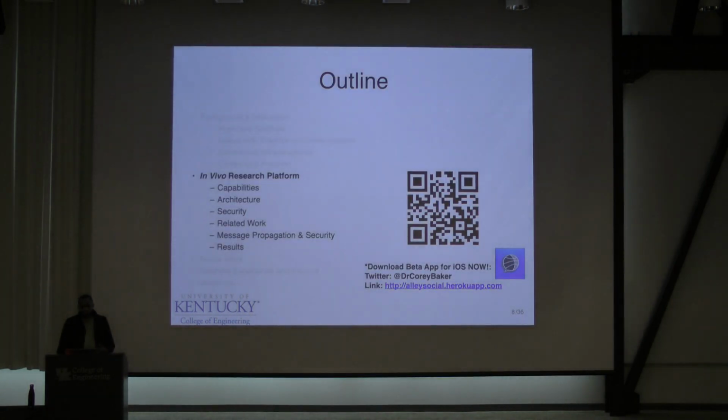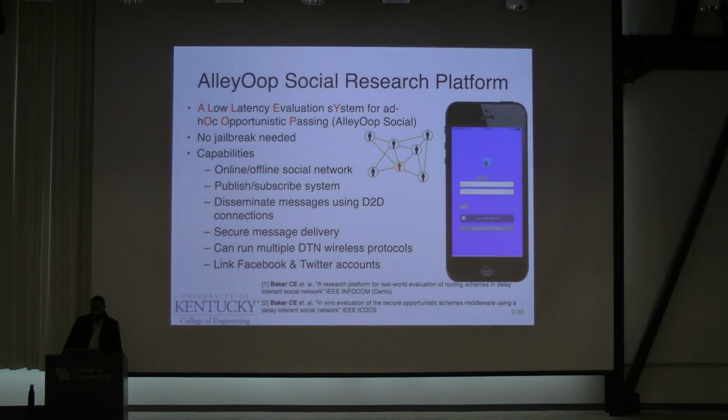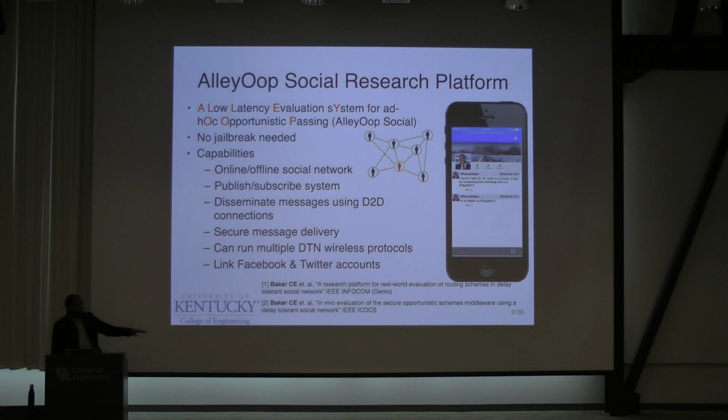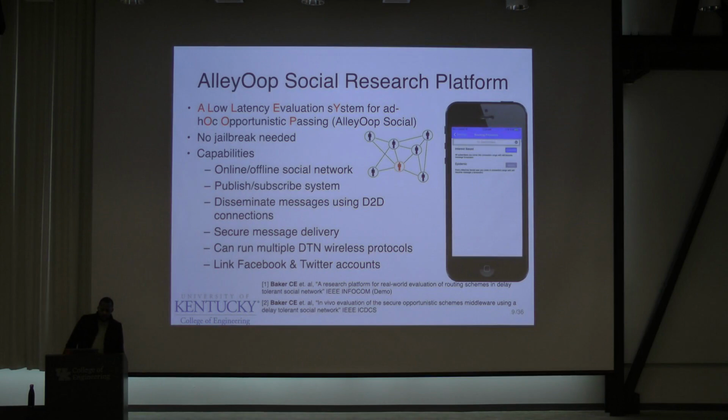Now let me go into some of the research that I do in the area, and some of the tools that I've developed to conduct research in the area. The Alium Social Research Platform is the mobile application that I talked about at the very beginning. Alium, I'm a basketball guy. We're here at UK, it's perfect, right? Think about the notion of alley-ooping a basketball, that's what the application does: it passes messages. It stands for, of course I added this on afterwards, a low latency evaluation system for ad-hoc opportunistic passing.